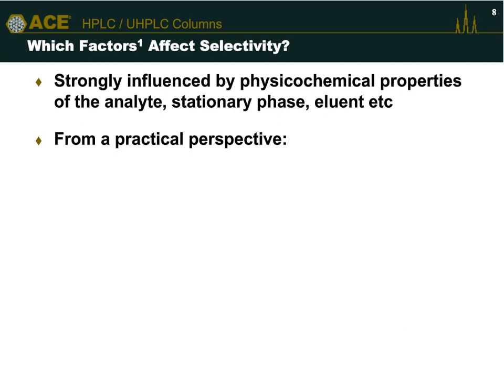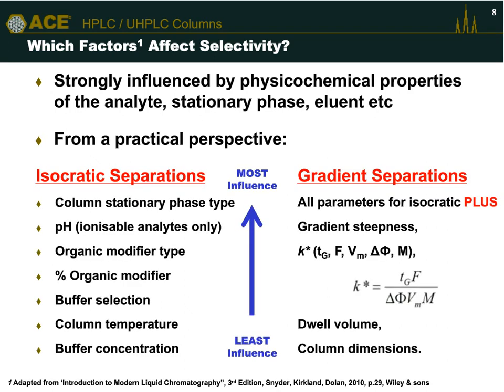Now, there are lots of factors that affect selectivity in chromatography. From a practical perspective, on the slide now we have isocratic separations on the left and different mobile phase variables available to you to change to affect selectivity. All of these parameters have an influence on selectivity. However, they are in a bulleted list format, so the parameters at the top of that list have a bigger influence on selectivity.